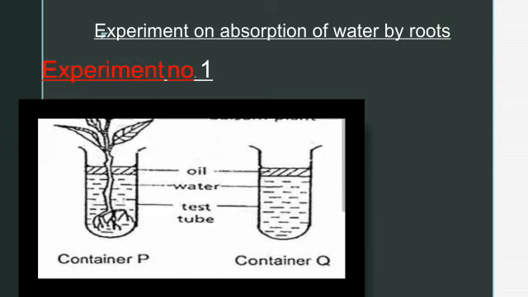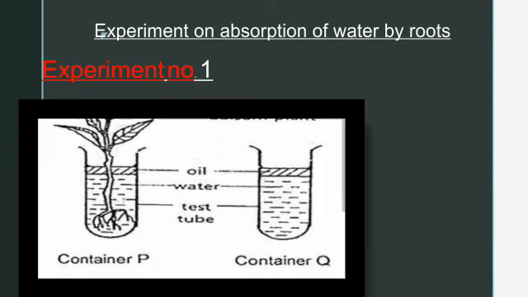We leave the setup for some time. When we return, we see that there is a decrease in the level of water in container P. But the level of water in container Q undergoes no change. This is because the roots of the plant in container P absorb water. But as the plant is absent in container Q, there is no visible change.